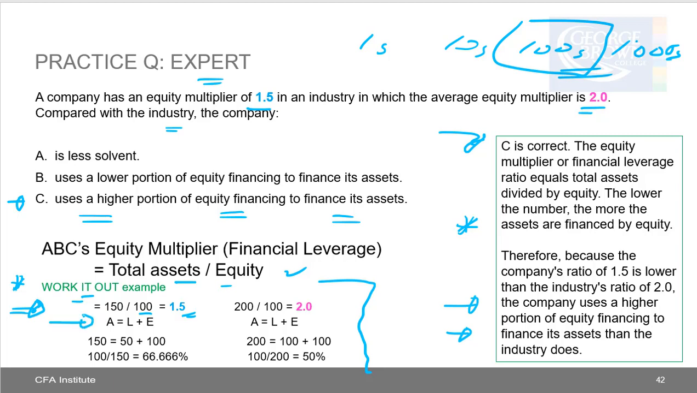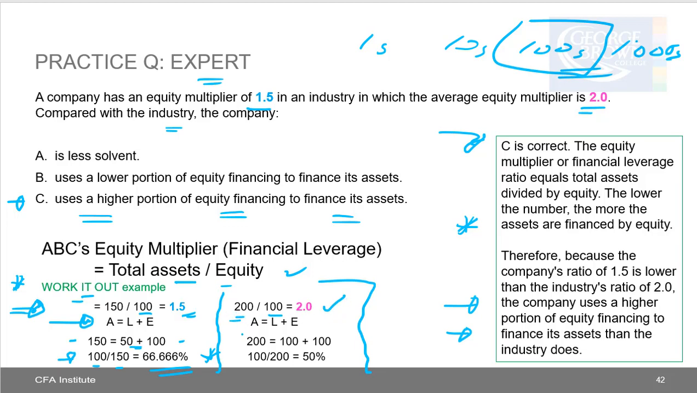Then recalling the formula assets equals liabilities plus equity, if my assets is 150 and my equity is 100, that means the liabilities has to be 50. Then if I do my equity divided by my assets, 100 divided by 150, you can see the ratio is 66%. Then if I move over here to the equity multiplier of 2.0, then you can see using again the same denominator of 100 for my equity, the numerator would have to be 200 to give me the multiplier of 2.0.